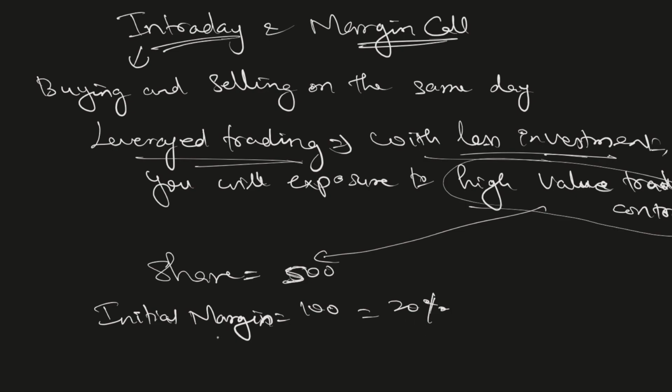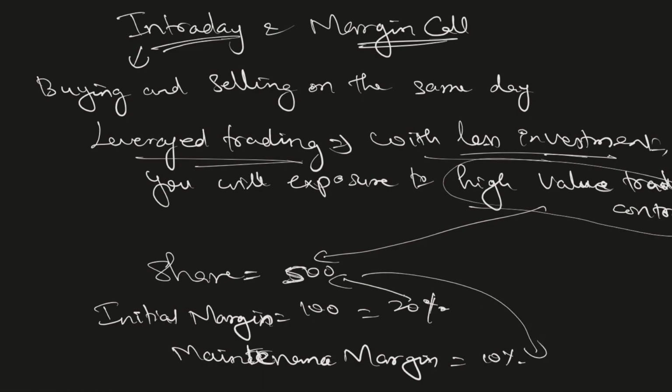So initial margin is 20 percentage, and maintenance margin is, let's say, 10 percentage. Now what is this maintenance margin? Maintenance margin means minimum this much of money you should be having. This is 10 percentage of the traded value. That means 10 percentage of 500, and this is 20 percentage of 500. When you are entering into the market, you should have 20 percentage of 500, that means 100, and at any given point you should have at least 10 percentage.